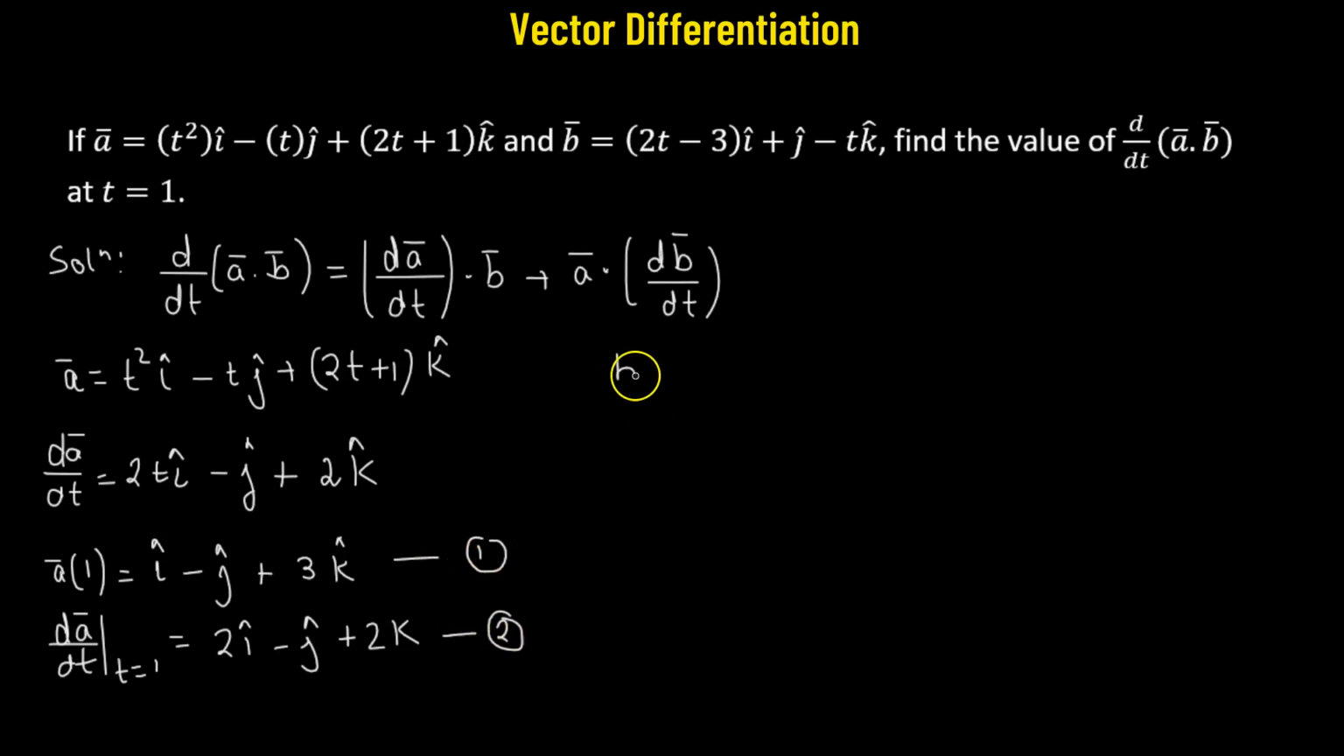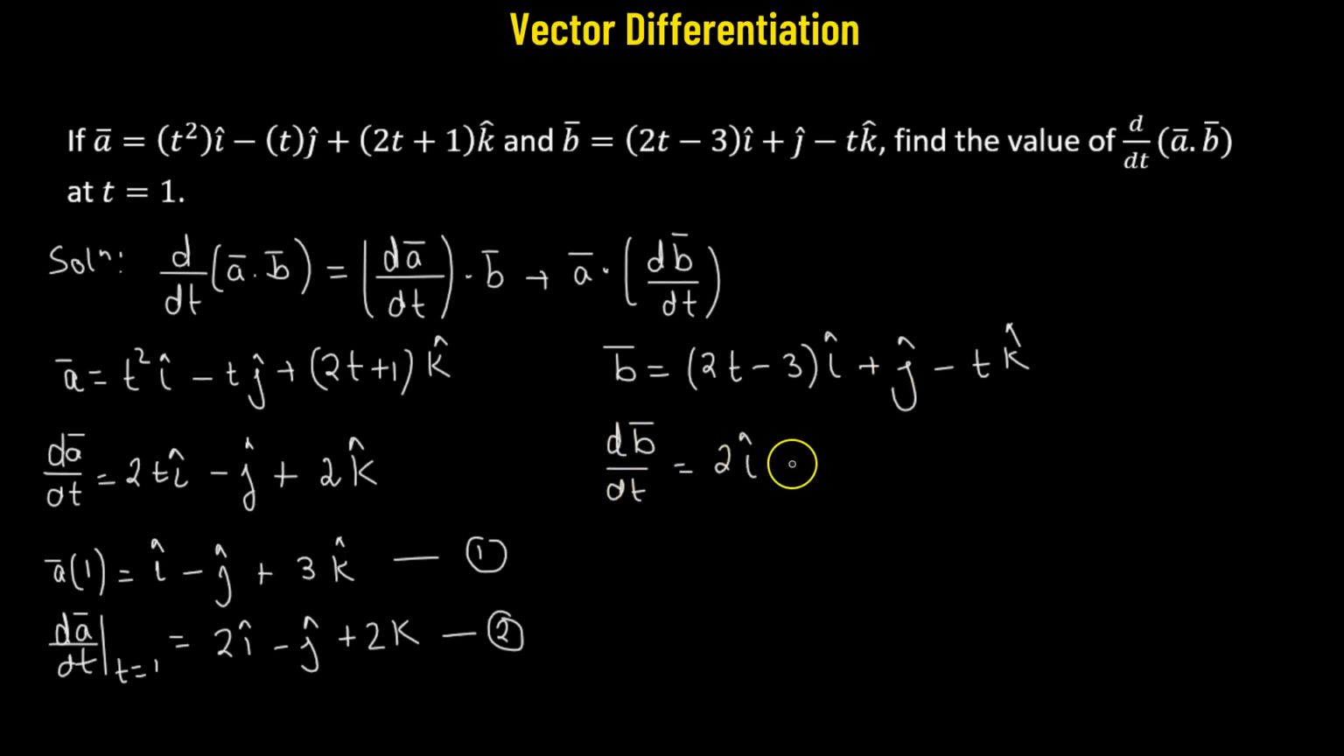Now we will consider vector B. Our vector B is given by (2t minus 3) i cap plus j cap minus t k cap. Let's take the derivative of vector B with respect to t. This equals 2 i cap plus, for the j cap, the derivative is going to be 0, and negative t k cap, so the derivative of t with respect to t is 1, we have negative k cap.